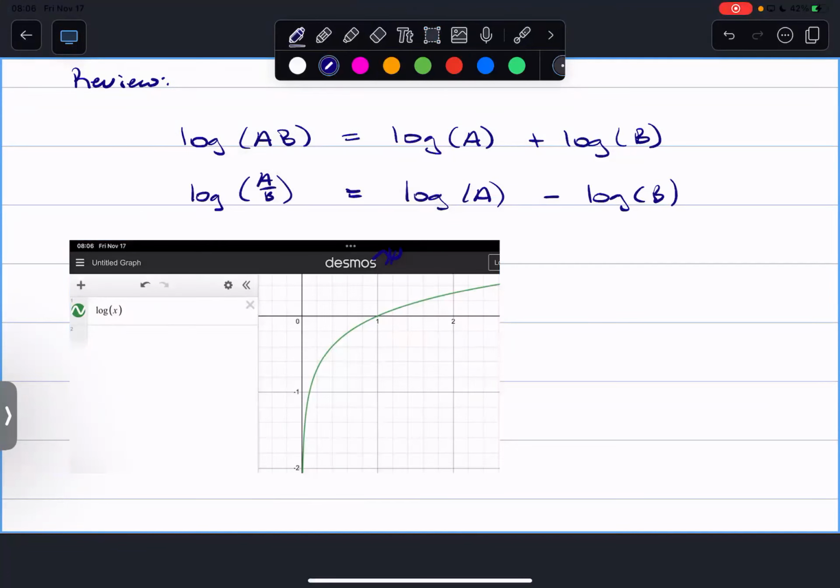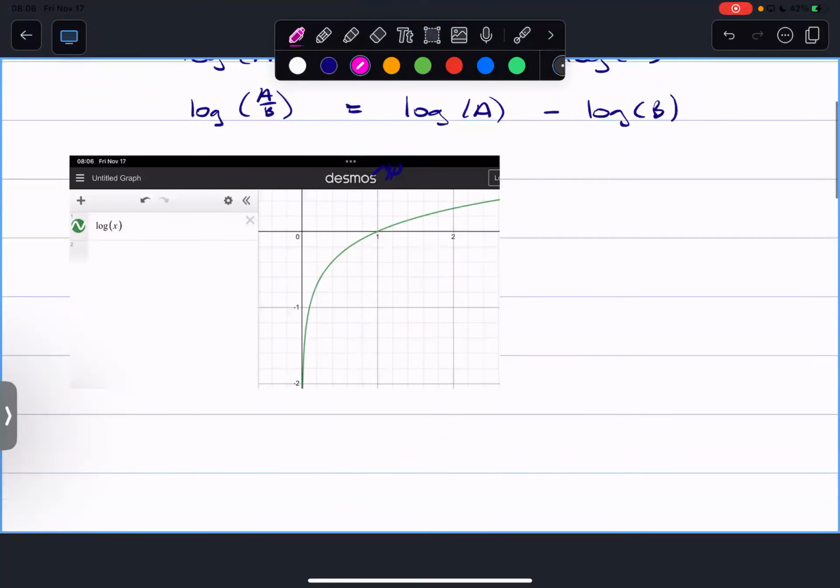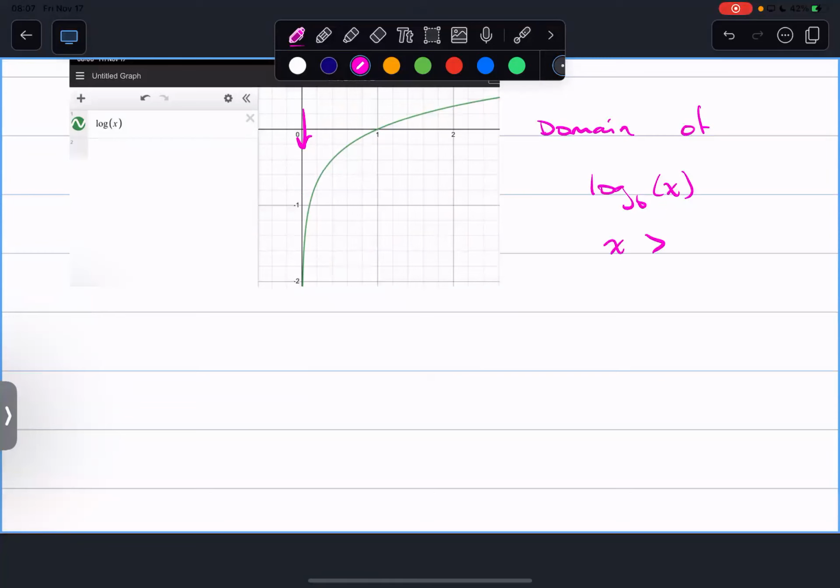So one of the key things that we're going to notice is that there is a vertical asymptote at x equals 0. It never touches x equals 0. It just goes on and on, so we never get to 0. Every value of x that's just a smidge greater than 0 is allowed, so it's in the domain. And so what this shows us is that the domain of the log of any base of x is x greater than 0.